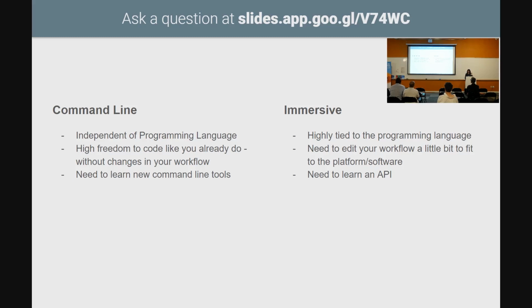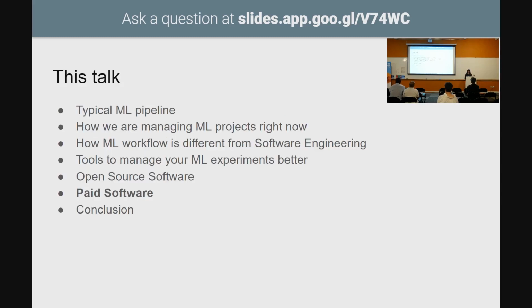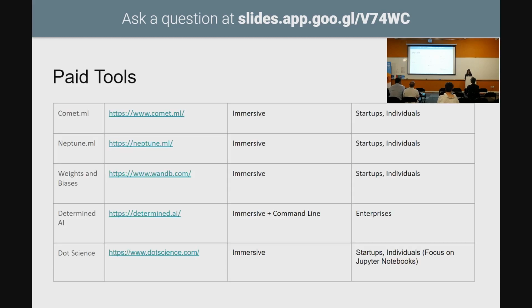Going back to the outline, I think we're running a little bit out of time now, but the last thing I want to talk about is paid software. There are a lot coming out. I just listed five or six, which are the incumbents, or I don't know if I should call them incumbents, but they are trying to get into the space. There's Comet ML. In fact, all of them are immersive. Determined AI does a little bit of command line arguments, but most of them are for Python. You need to import their library.